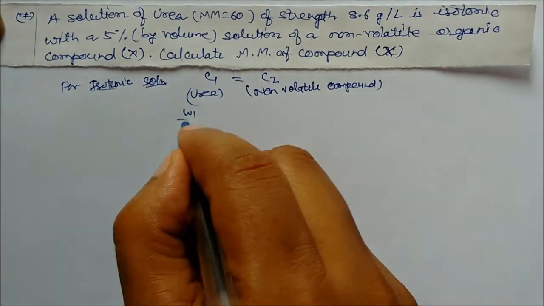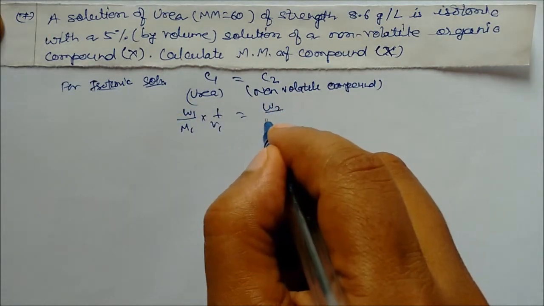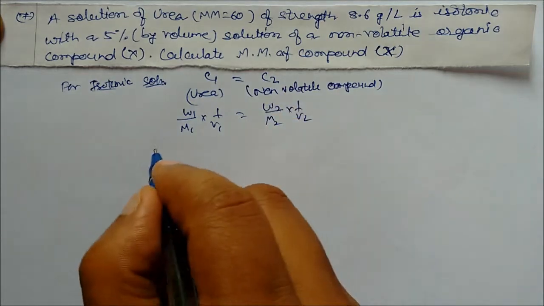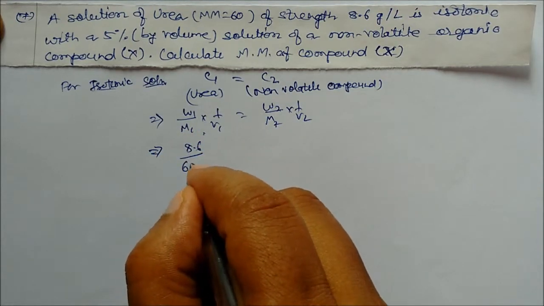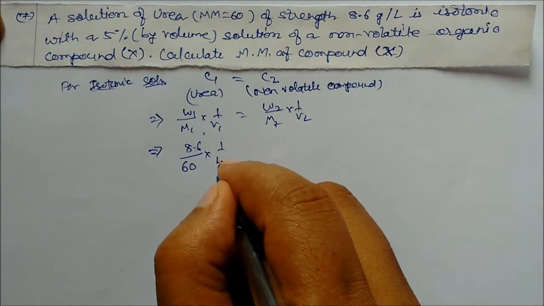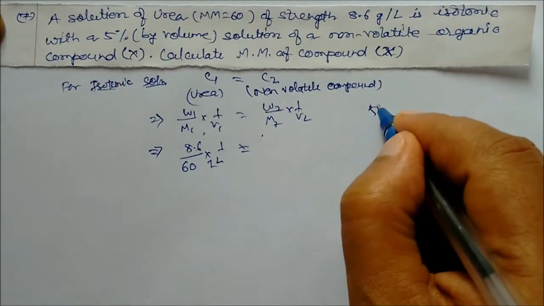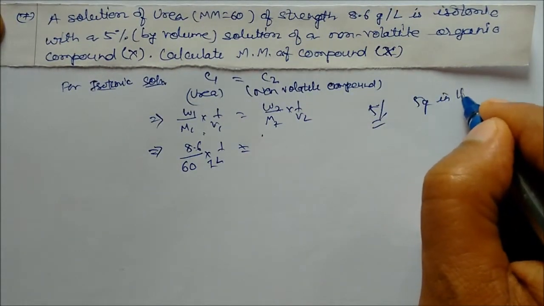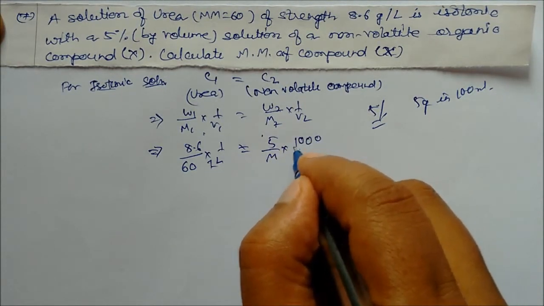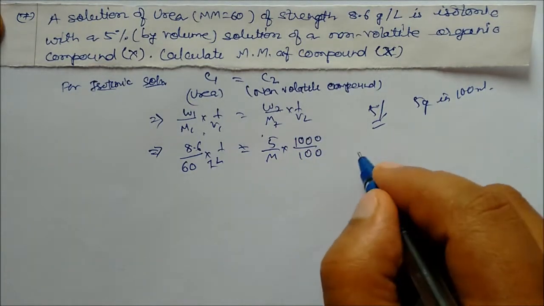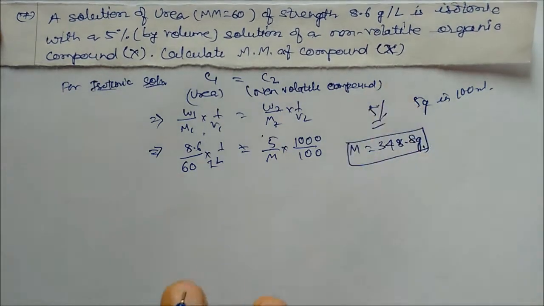So both concentrations will be equal. We can write W1 by M1 into 1 by V1, this is the concentration formula, equal to W2 by M2 into 1 by V2. Very simple. So again, you put the values. This is the urea, and this is the non-volatile solute. Here we know the molar mass, and this is 1 liter. Here it is given 5%, keep in mind, 5% means 5 gram in 100 ml. The molar mass we don't know. Here write 1000 divided by 100. So on solving this M, you will get 348.8 grams. So this is our answer of this question.